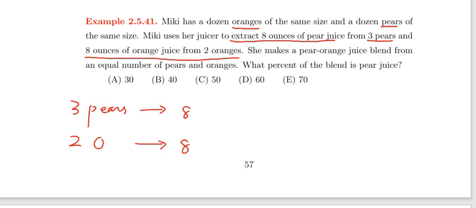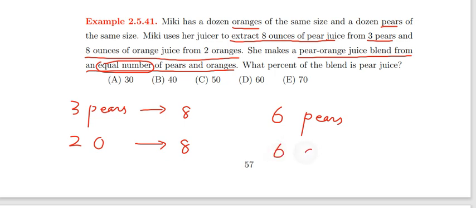So she makes a pear and orange juice blend from an equal number of pears and oranges. We don't know the equal number, so we just put an equal number. Let's say, suppose she has 6 pears and 6 oranges. Okay, so from 6 pears she can make 16, right?